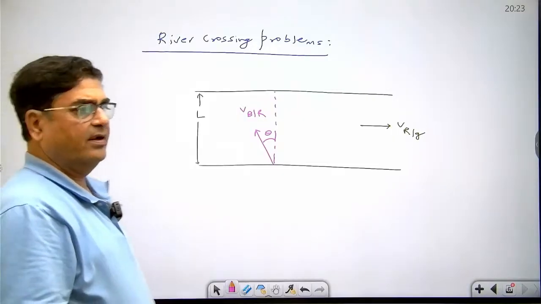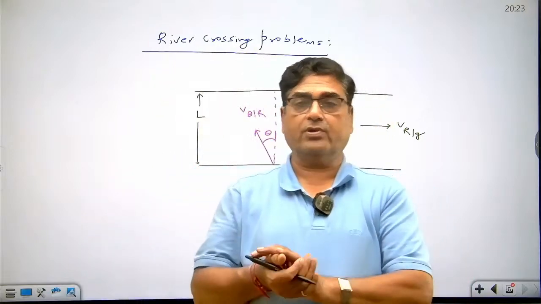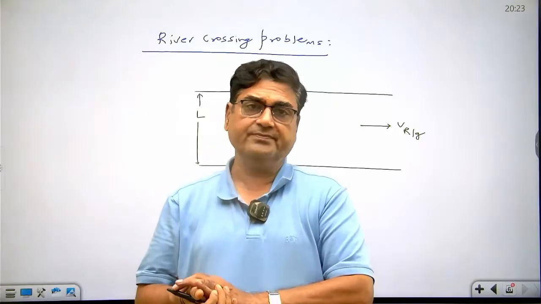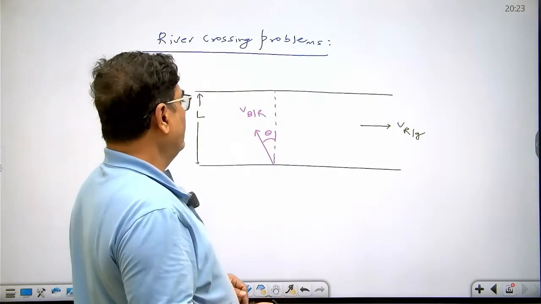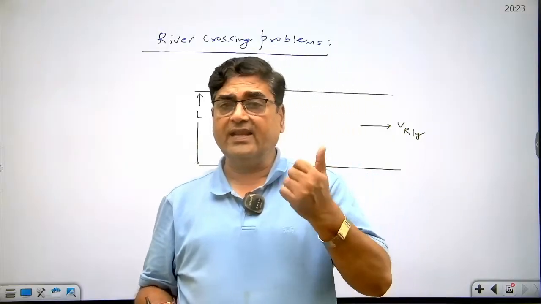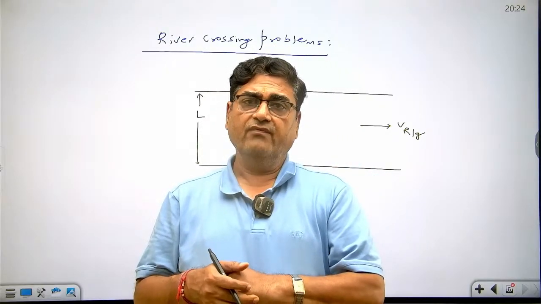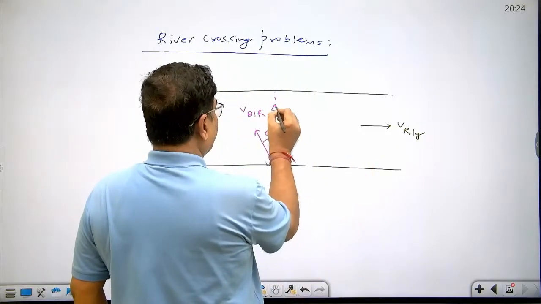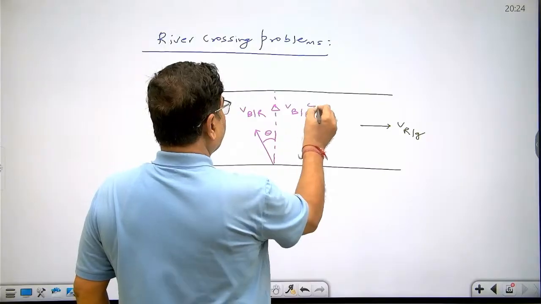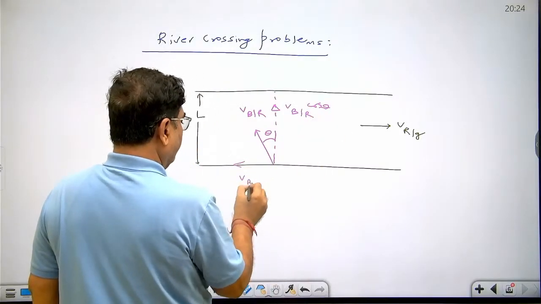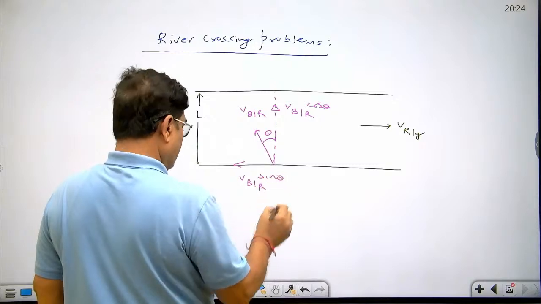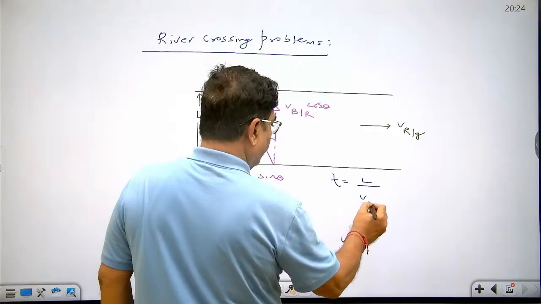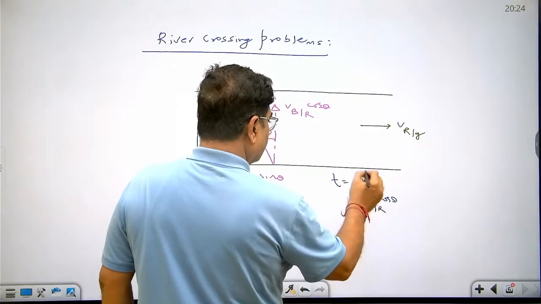Okay, what is drift? Drift is the horizontal displacement of the boat along the direction of flow of the river. So, dear student, only the component of boat velocity along the direction of the width of the river will help in crossing the river. So, river crossing time in this case: the component of velocity of boat in the width direction is VBR cos theta, and the other component will be VBR sin theta. So, dear student, what is river crossing time? This is L upon VBR cos theta. This is river crossing time.